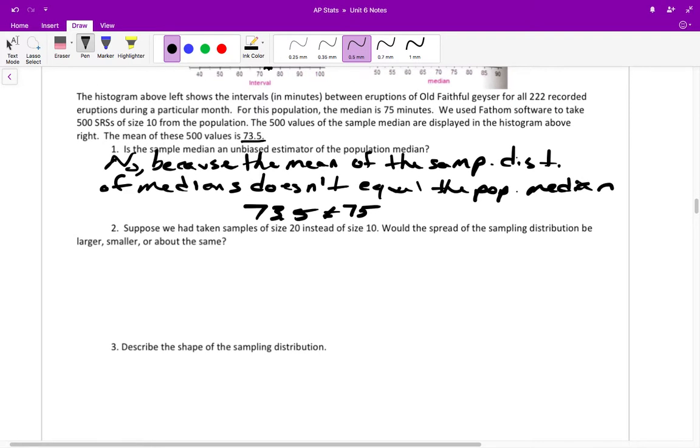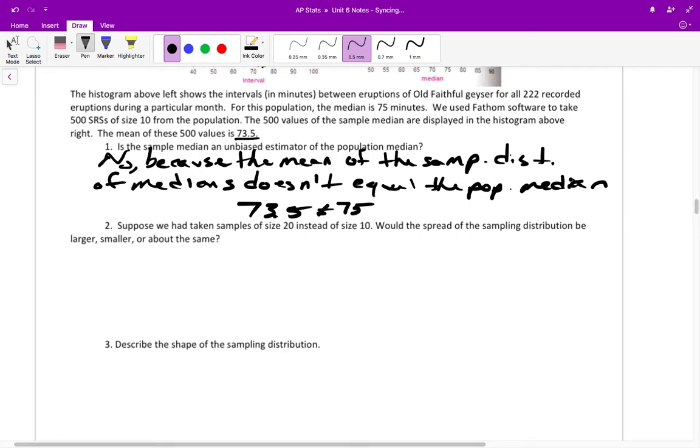Okay, so for number 2, it says suppose we had taken samples of size 20 instead of size 10. Would the spread of the sampling distribution be larger, smaller, or the same? In this case, it's going to be smaller. The reason being, larger samples would be more precise.